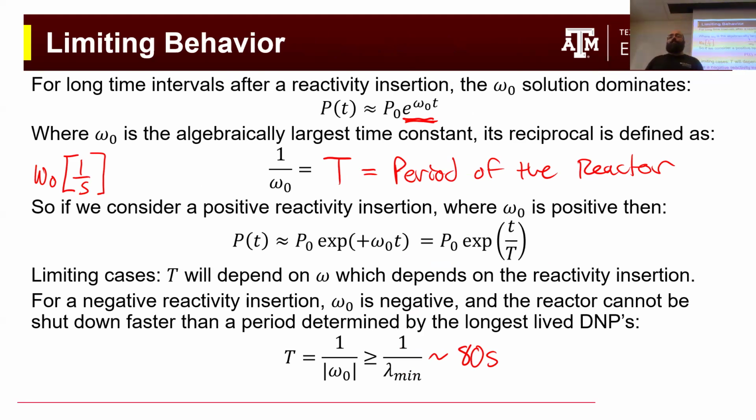So that 80 seconds is important because it basically tells us that that's the fastest reactor period with which we could possibly shut our system down. If we were to give our system the biggest possible negative reactivity insertion we could, it would never be able to shut down faster than 80 seconds.